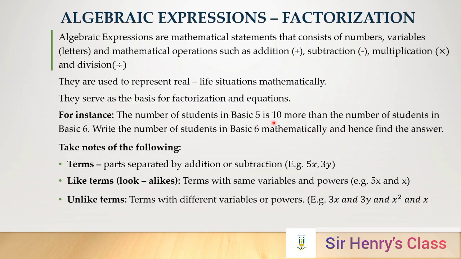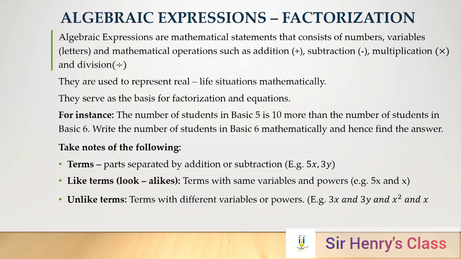The number of students in basic 5 is 10 more than the number of students in basic 6. Write the number of students in basic 6 mathematically and hence find the answer. When you happen to meet a question like this, you shouldn't find it very challenging. This is very simple to do. They are saying that in a class called basic 5, the number of students there is 10 more than the number of students in basic 6.